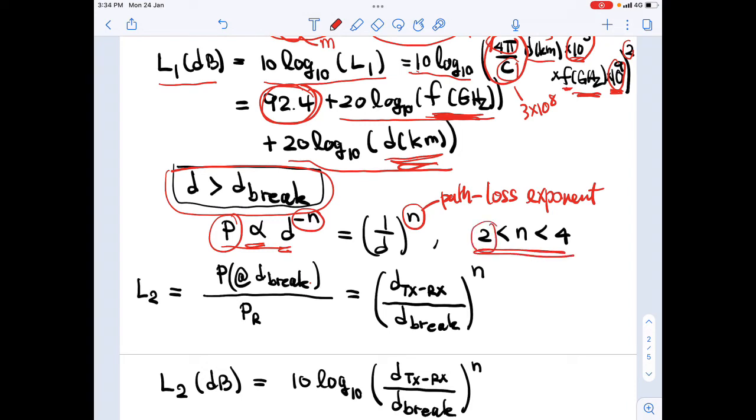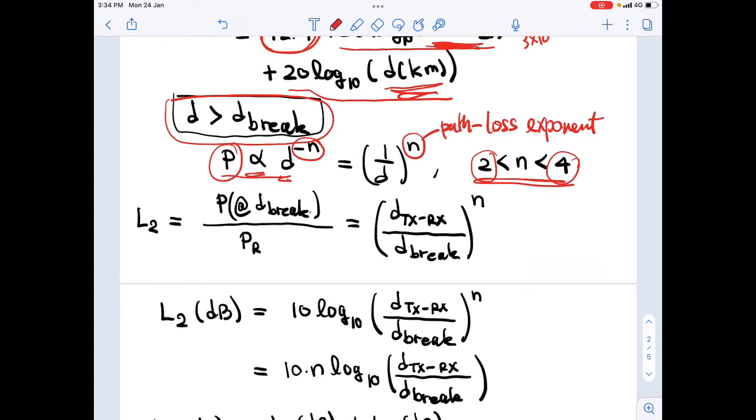So 2 is when the loss behaves like the free space loss. If n is close to 4, that means there are a lot of objects in the signal path, like buildings and people, which are going to degrade the signal power. Okay, so we can analyze the loss of this second part as a ratio between the power at the breakpoint distance divided by the power at the receiver. So this is the power at dTXRX. Remember, dTXRX is the distance from the transmitter to the receiver. Okay, so due to this relationship, we can say that the loss of the second part is dTXRX divided by d breakpoint raised to the power of n.